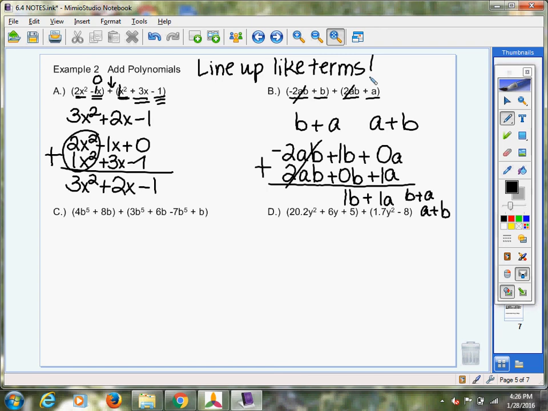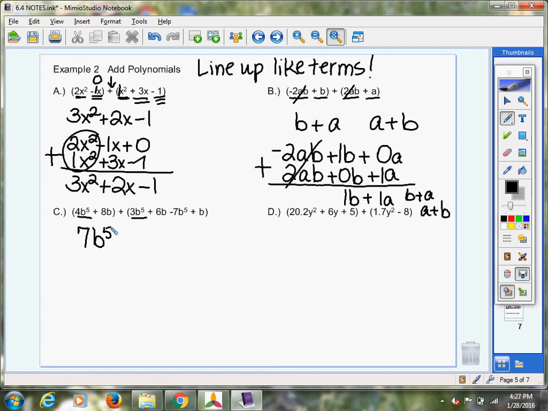Okay, let me do one more with you, and then I'm going to leave one for you to do for extra credit. All right, so let's start here. We've got 4b to the 5th and 3b to the 5th. Remember, don't change the exponent, just add the coefficients together. So that's going to give you 7b to the 5th. Okay?